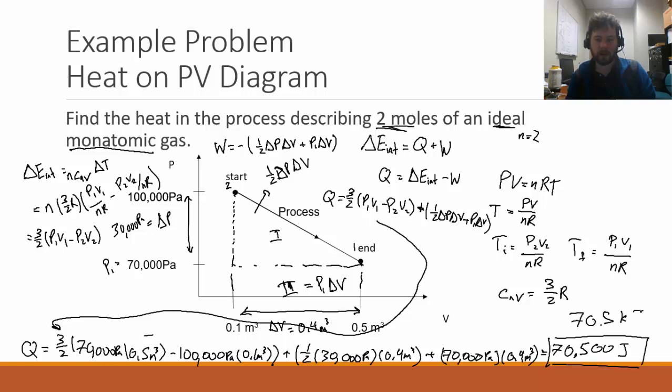Or, in other words, 70.5 kilojoules. So you have to have a lot of heat flow in during this process, partly because you're losing energy during this process as work, and also the temperature increases rather dramatically. When you work through the numbers for the initial and final, you end up finding that it starts around 600 Kelvin, quite hot, and it goes to about 2000 Kelvin, which is even hotter. So in order to raise the internal energy while you're losing work, you have to add a lot of heat.